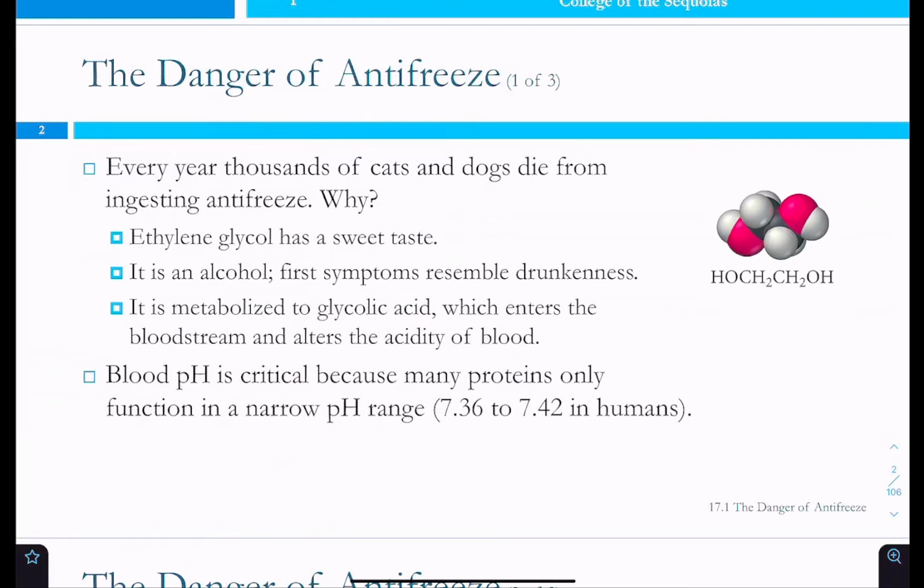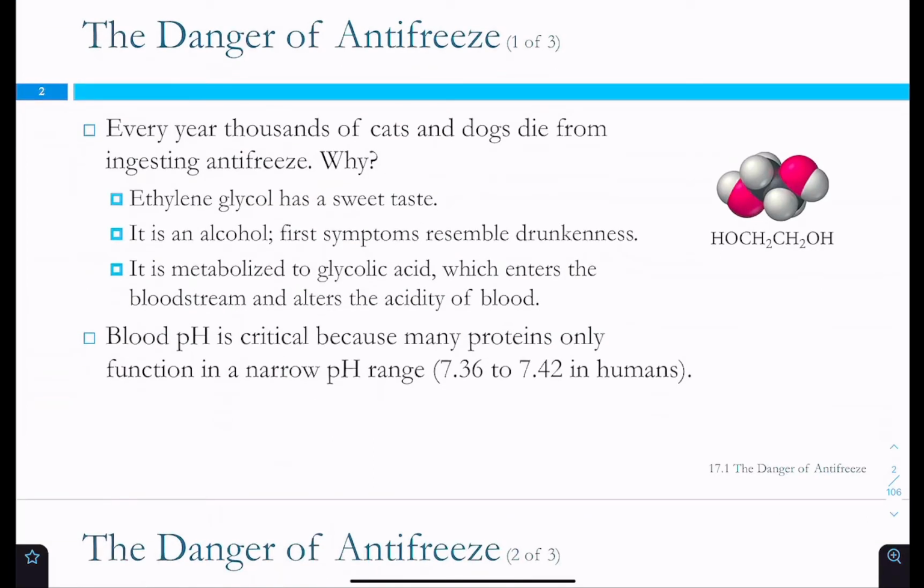But it's an alcohol that your liver metabolizes into glycolic acid, which alters the acidity of your blood. And it's kind of funny because your liver is really good and kind of has a mechanism to process everything, but sometimes it's the processed product that's bad and not the actual molecule. Methanol is another example of that, where the methanol itself is not toxic to you as much as the oxidized product of methanol, which I think is formaldehyde, or it might be formic acid.